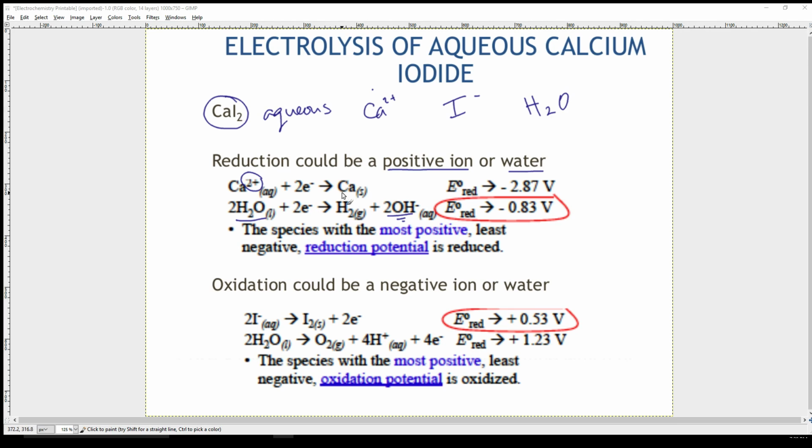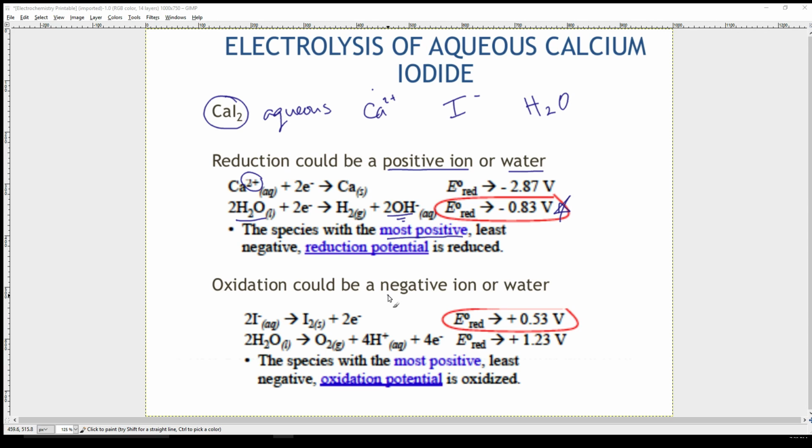So for this, which one is more likely to be reduced? The one that's more positive is more likely to be reduced. So in this case, even though I have calcium in there, it's not going to get reduced. Water will be reduced instead. Weird.